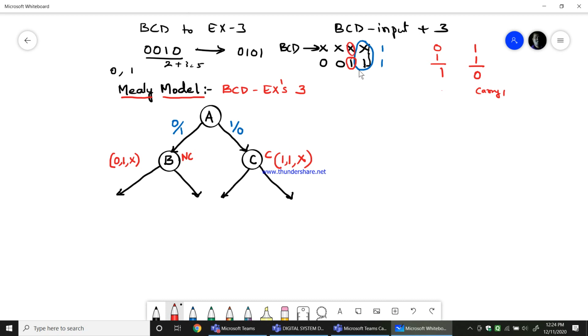Okay, so after adding this x and 1, we saw that we will be adding this 1 with this x and with the carry, right? So that is what I have written here, which is 0, 1, x, 1, 1, x.